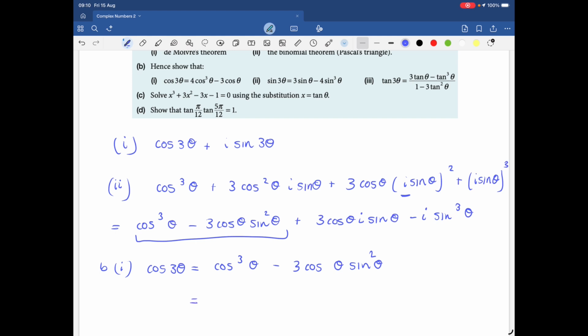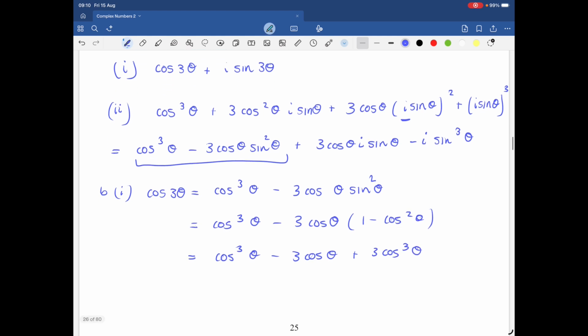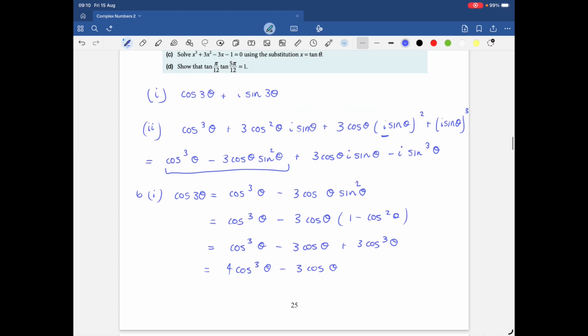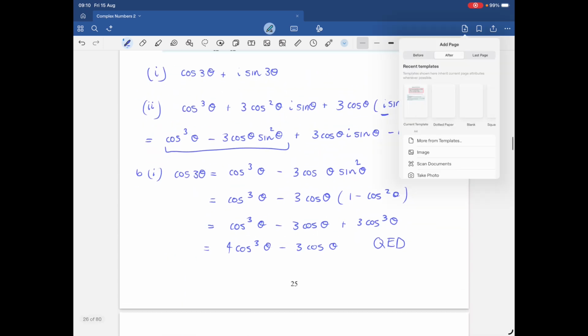And then what we can do is replace the 3 cos θ sin squared θ, where we can make sin squared θ into 1 minus cos squared θ, and we get cos cubed θ minus, if we expand that, 3 cos θ plus 3 cos cubed θ. And of course that's going to give us 4 cos cubed θ minus 3 cos θ. And that's that part done, QED. Have I left room here? No, I'm going to have to add another page.